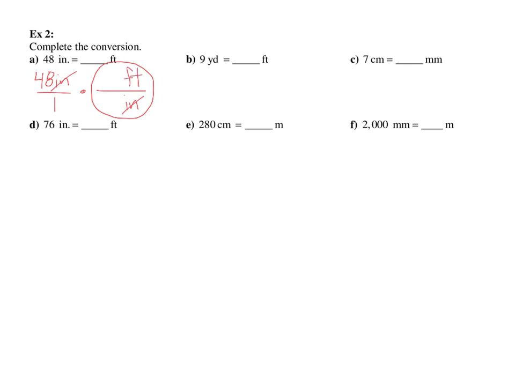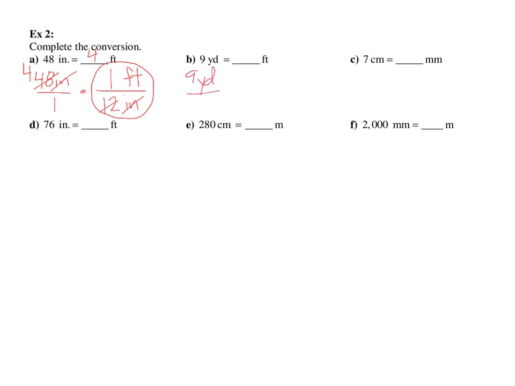Now, which one's bigger, a foot or an inch? A foot is. So I'm going to work with 1 foot. Now 1 foot is equal to how many inches? 12. Okay, so now you have your conversion set up, ready to go. So now I just divide 12 into 48. I get 4, and I have 4 feet. 4 times 1 is 4 feet. Okay, let's do it with the next one.